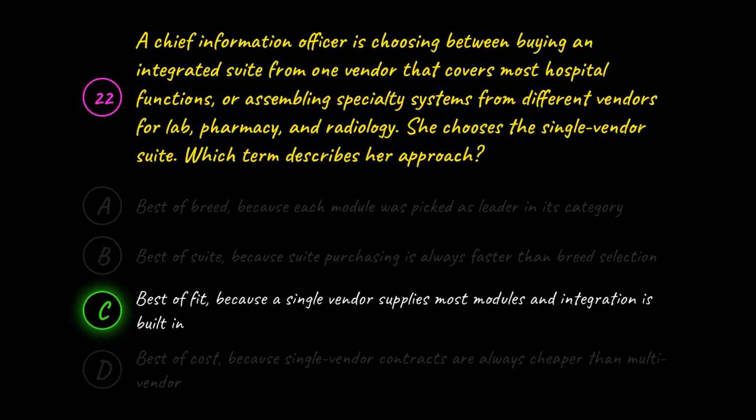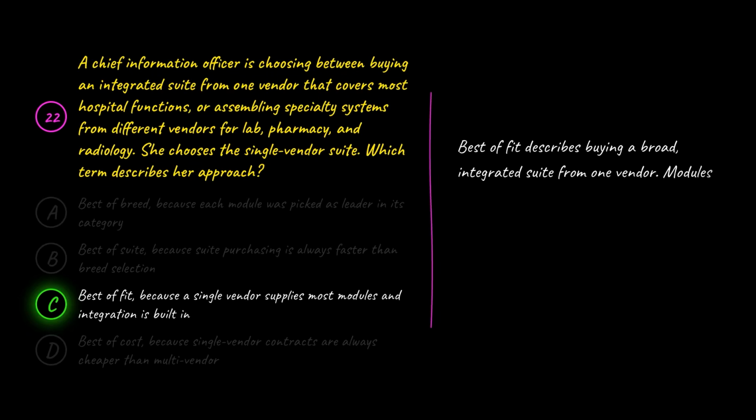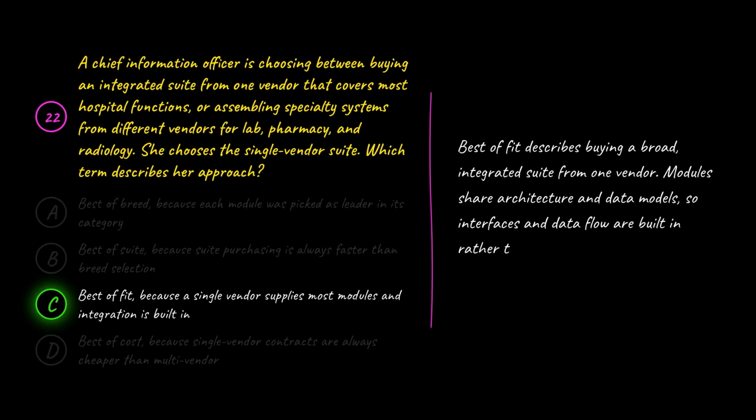The correct answer is C. Best of fit, because a single vendor supplies most modules and integration is built in. C is correct because best of fit describes buying a broad integrated suite from one vendor. Modules share architecture and data models, so interfaces and data flow are built in rather than constructed department by department.